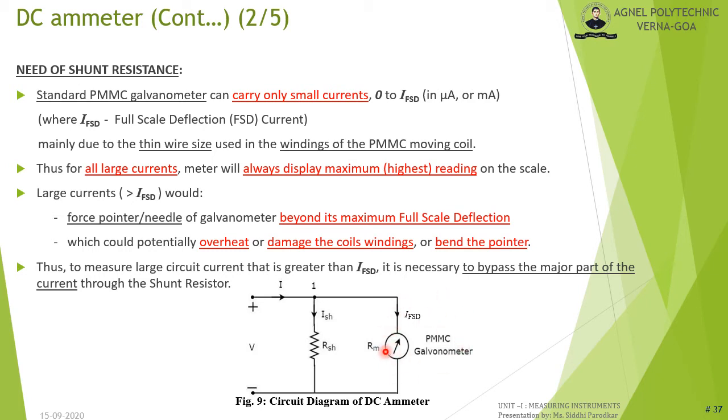Large currents which are greater than IFSD or maximum full scale deflection current would also force pointer or the needle of the galvanometer beyond its maximum full scale deflection, that is beyond the scale of the galvanometer. This would result in overheating and damaging of the coil windings and also would have bent the pointer. Thus, to measure the large amount of current which are greater than IFSD, it is always necessary to bypass the major part of the current through the shunt resistor so as to protect the galvanometer.